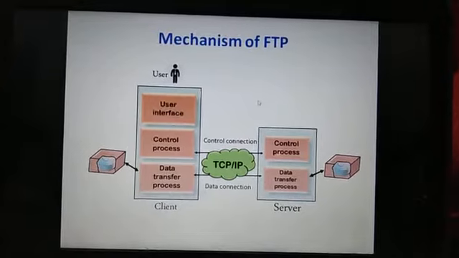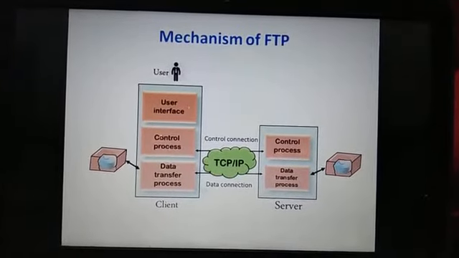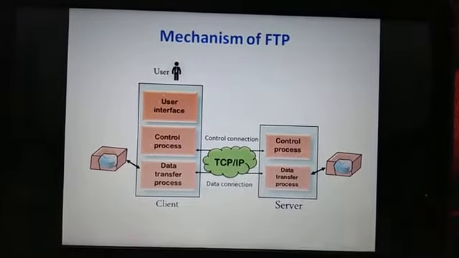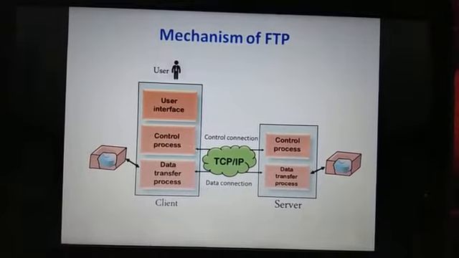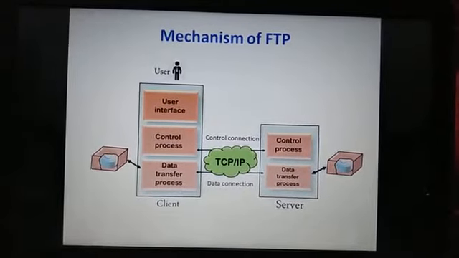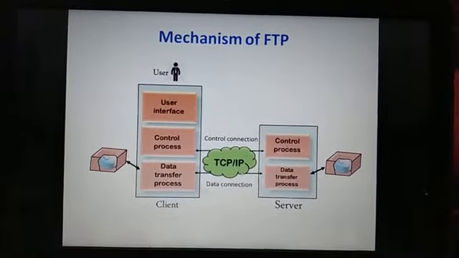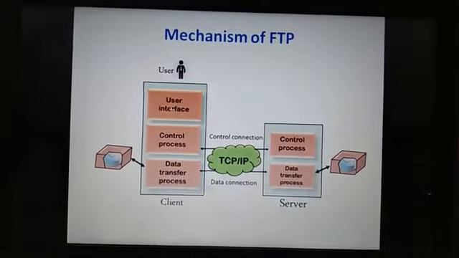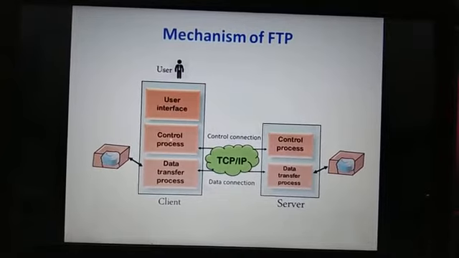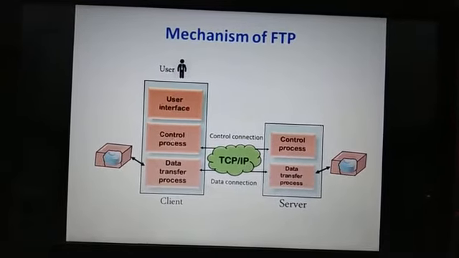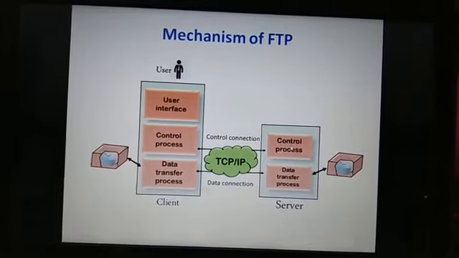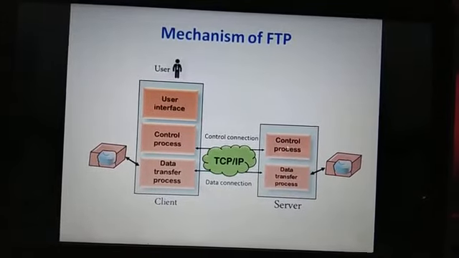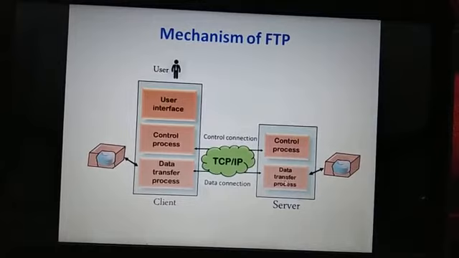Now the mechanism of FTP. You can see there are two users. One is client and the other is server. In the client side there are three interfaces. First is user interface, then others are control process and data transfer process, whereas in the server side there are two interfaces, a control process and data transfer process.